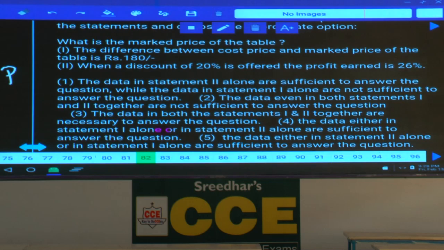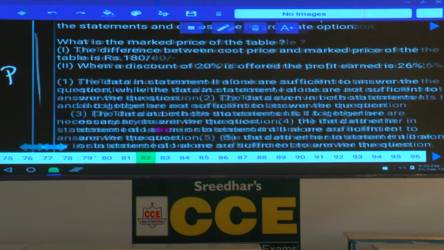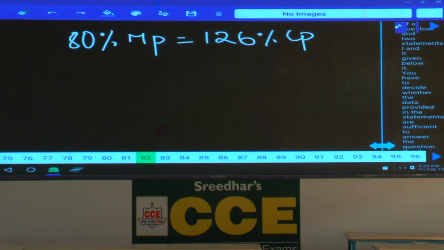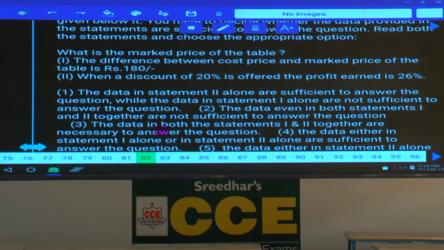By what percentage is market price marked above the cost price? Market price is what percent of cost price? That's what you can calculate. When there is 20% discount, selling price is equal to 80% of market price, and in that particular case there is a profit of 26%, then selling price is equal to 126% of cost price. Can we calculate 100% of market price here? Yes, we can calculate. Right. So 2 alone is not sufficient, 1 alone is also not sufficient.